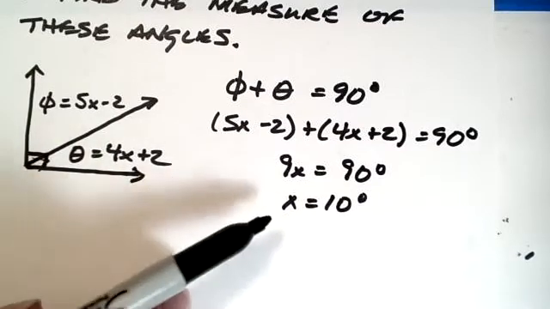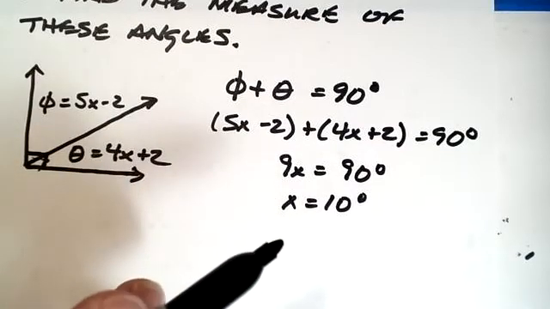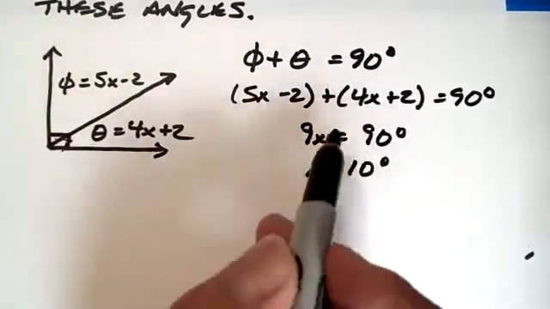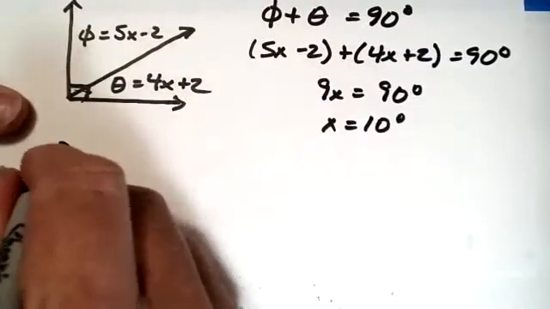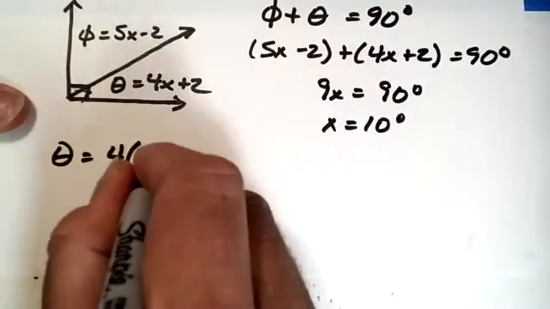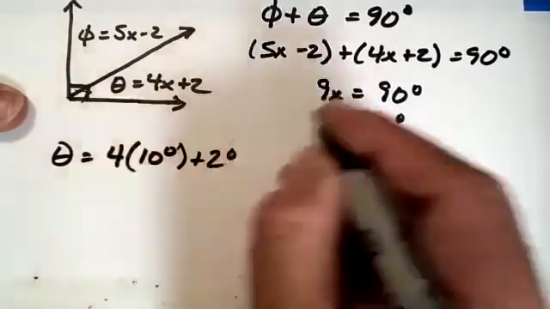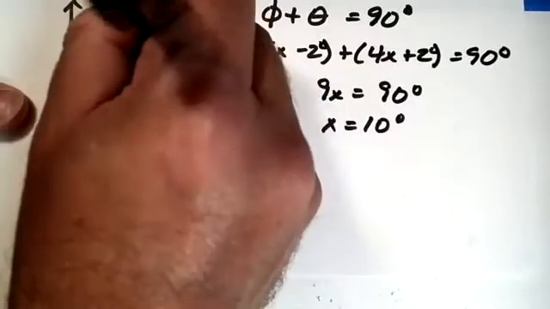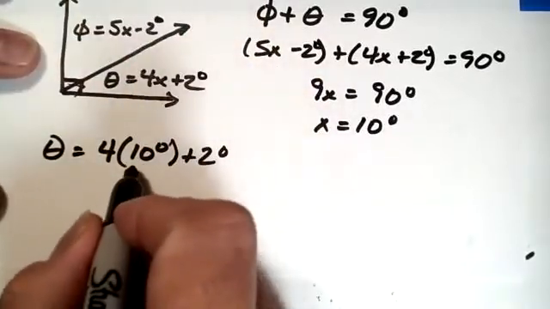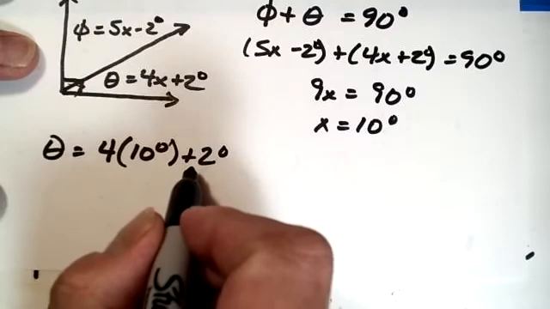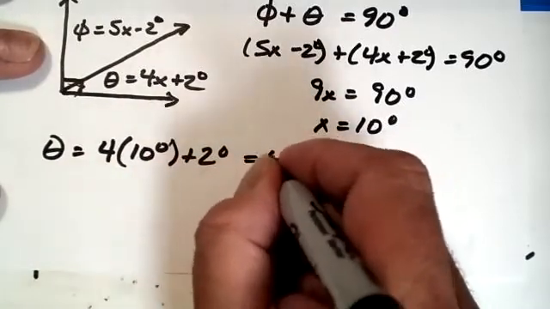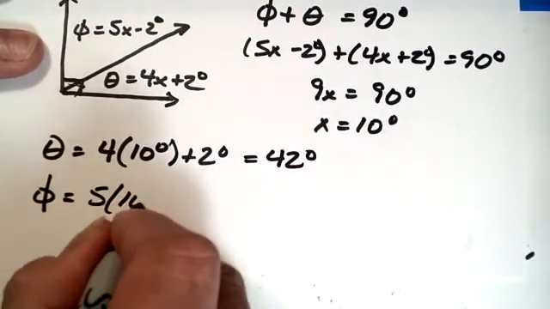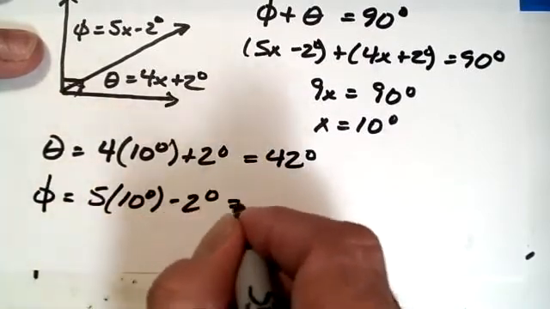Okay, so a lot of students will stop here and say, I found x, so I'm done. And that's not what the question's asking. The question's actually asking for the measure. So going back then, we have that theta is equal to 4 times 10 degrees plus 2 degrees. Probably should have been very careful and put that unit in there. I can correct that, 2 degrees. So 4 times 10 degrees plus 2, which is going to be 42 degrees, and phi, which is 5 times 10 degrees minus 2 degrees, is equal to 48.